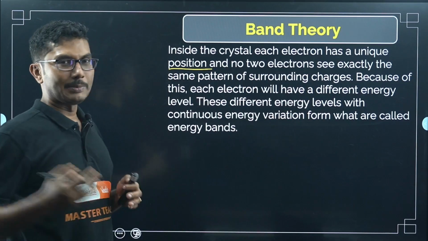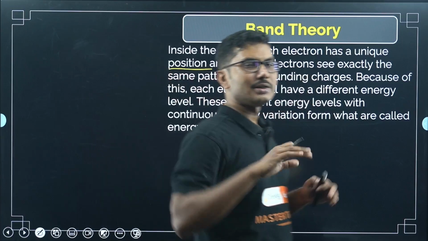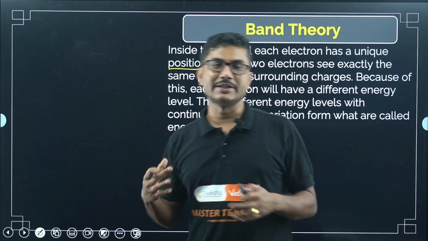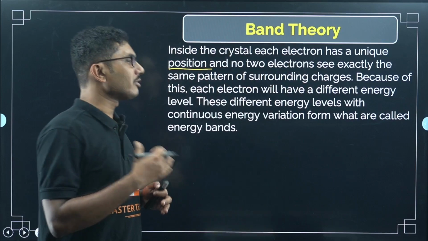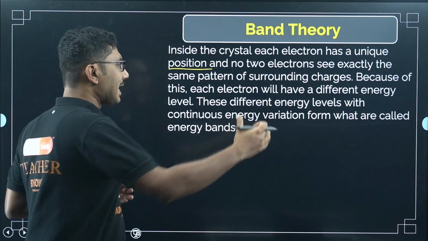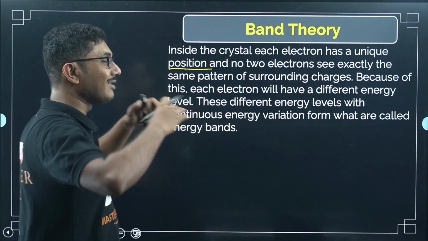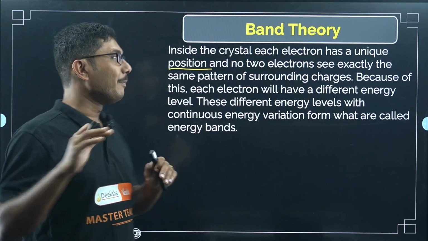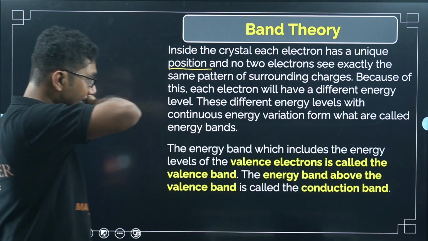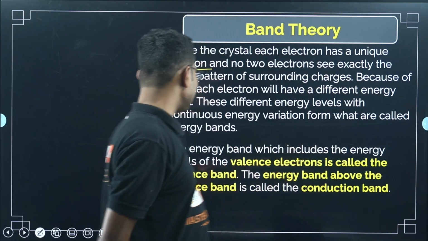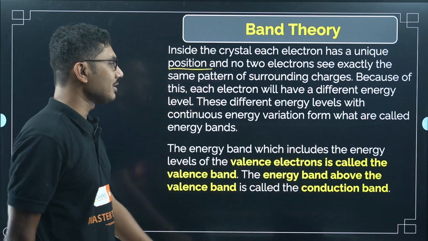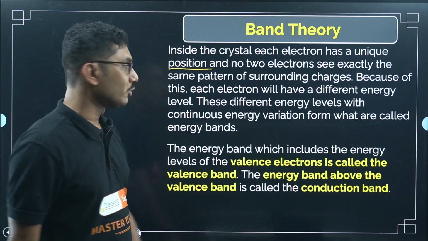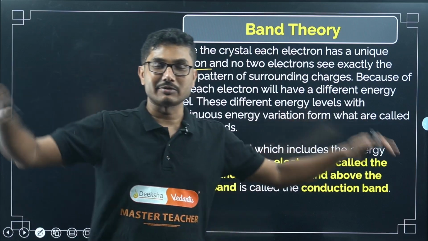Okay, this is very important. The average energy of all the electrons is constant, and that is not changing with time. Even though all the electrons have different energy, the average energy is constant, and that level of energy is called a band, right? Now the energy band which includes the energy levels of the valence electrons is called the valence band. So it is the band where all the valence electrons stay.